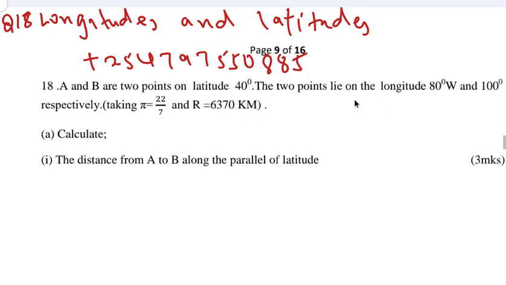The question is question 18. Question 18 is about longitudes and latitudes.